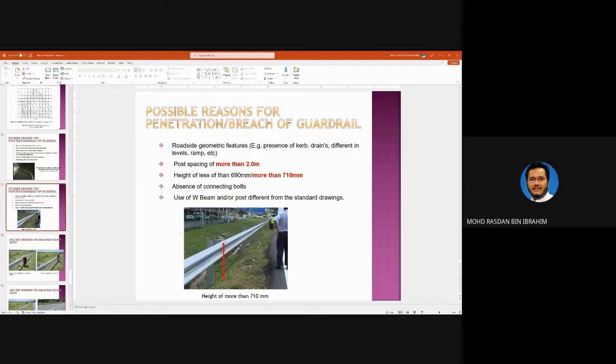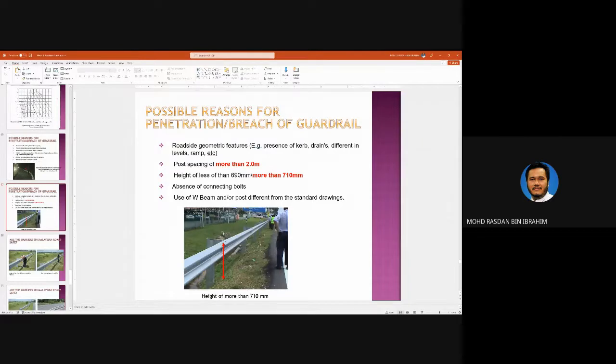Okay, so this is the height, post spacing more than 2 meters. The spacing cannot be more than 2 meters. If it is more, then the deflection is going to be different. Height is more or less 710, minimum 690. It cannot be shorter, it cannot be taller.